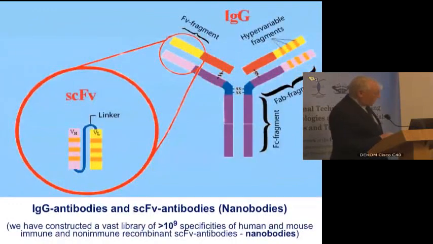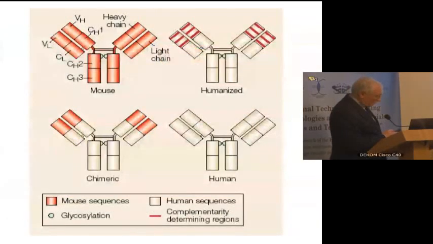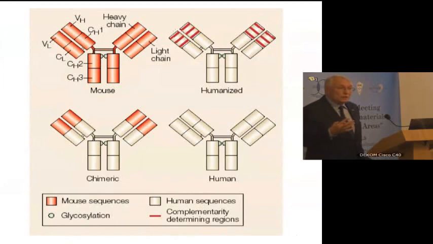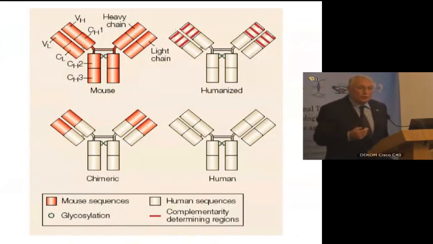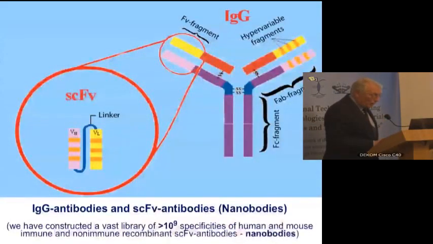So now we are generating, because the hybridomas and monoclonal antibodies are mouse, but to make them therapeutic you have to humanize them. It means that it becomes possible to inject them into humans. There are different ways to humanize them, and this is just a scheme. But for our purpose, it's not necessary to humanize them.